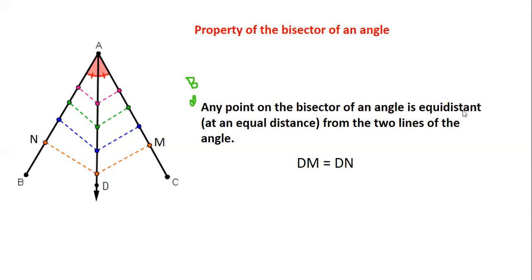of an angle is equidistant. What do we mean by the word equidistant? Equi means equal, distant means a distance. So equidistant means at an equal distance from the two lines of the angle. What does this mean? So DM will be equal to DN. Suppose here I have taken a point K, then KM will be equal to KN. Suppose here I have taken a point X, then XM will be equal to XN. So any point on the bisector of an angle is equidistant from the two sides of the angle or the two lines of the angle.